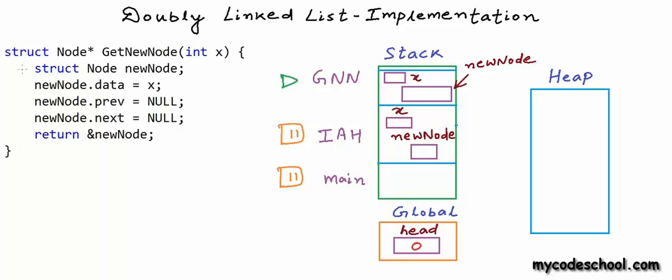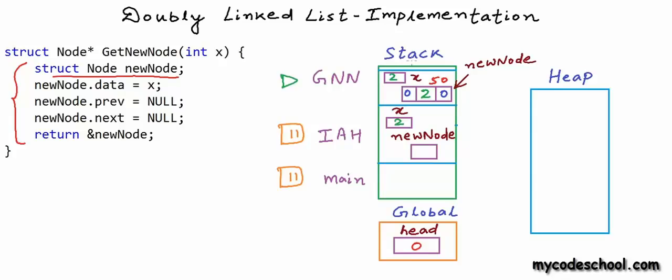We could write get new node like this. Here I'm creating a node on stack. X is a local variable in get new node also. Then I'm creating a node, filling in data as the value of X, which is 2. I'm setting previous and next fields as null or 0, and then because I need to return a pointer to node, I have used the ampersand operator here. Using the ampersand operator gives us a pointer to a variable.